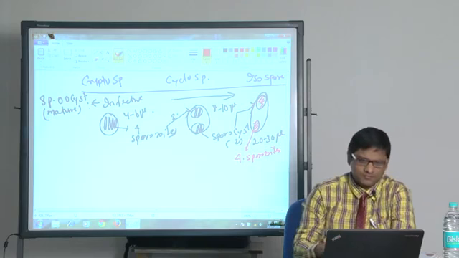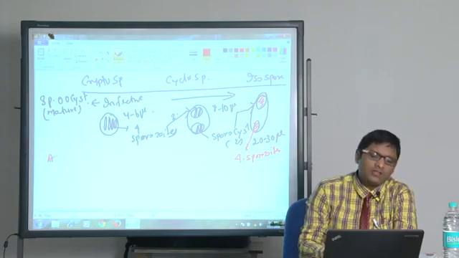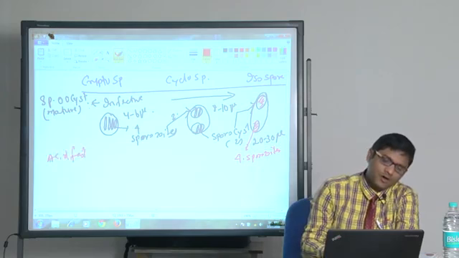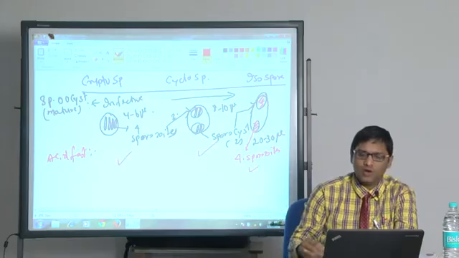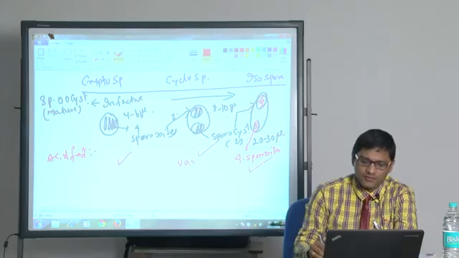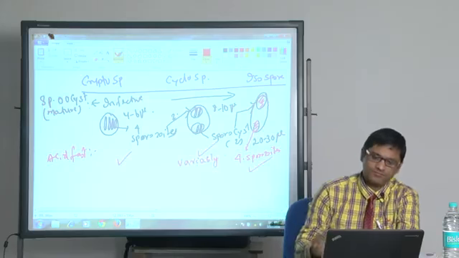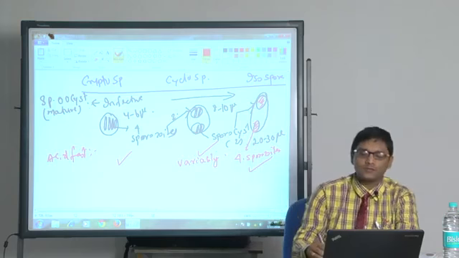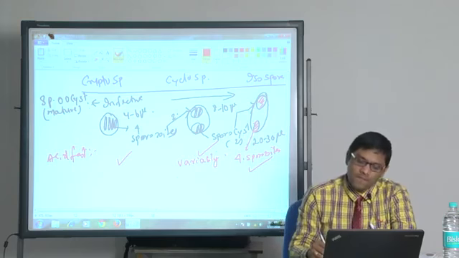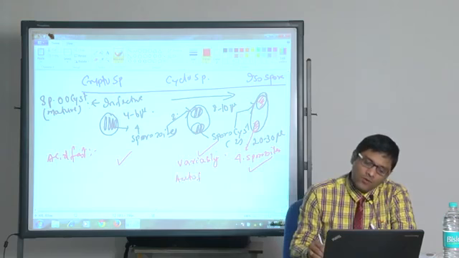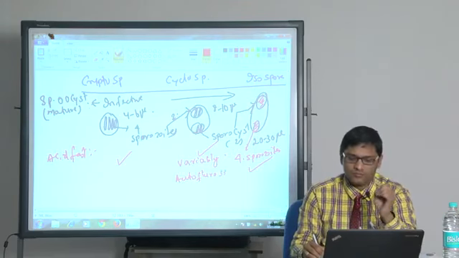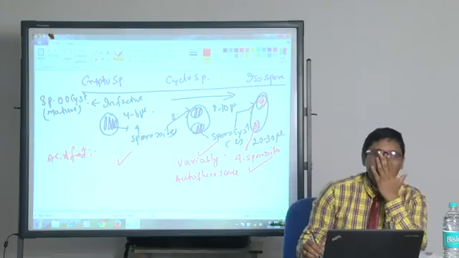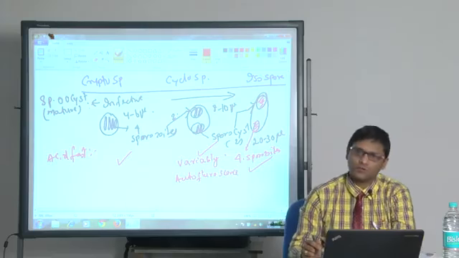And among this, all the cysts are acid fast, all the oocysts are acid fast. However, Cyclospora is variably acid fast, and Cyclospora oocyst has a property of autofluorescence also.